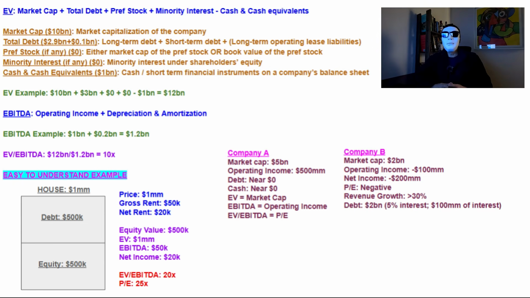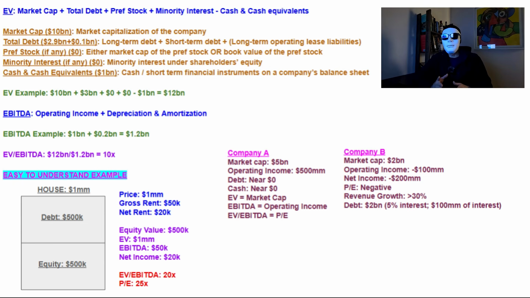Now, assuming the interest on the debt is around 5%, their interest would be around $100 million. Now, here, looking at their operating income and net income, given the difference between the two is around $100 million, we can safely assume that the additional $100 million of loss from their operating income is almost entirely coming from their interest expense. Okay, so we now figured out where the huge non-operating loss is coming from.